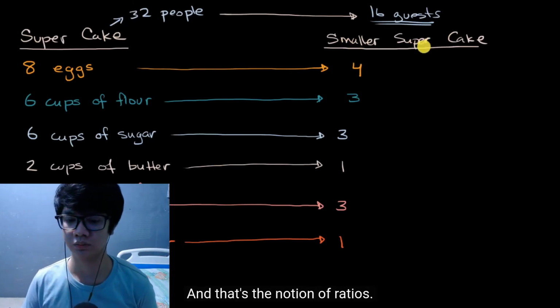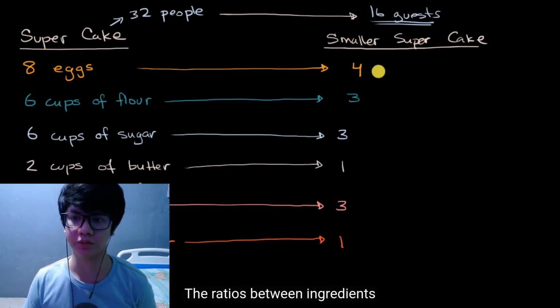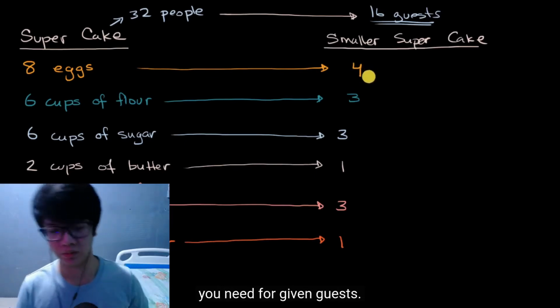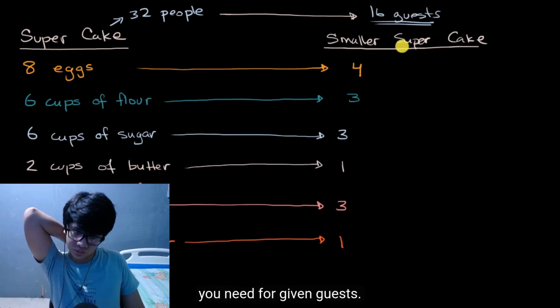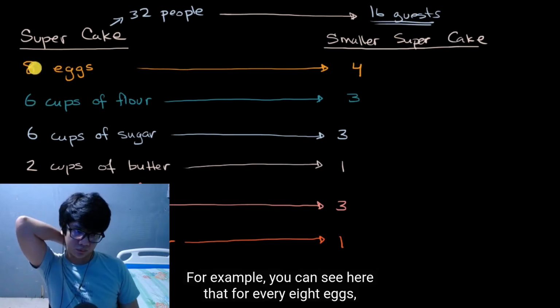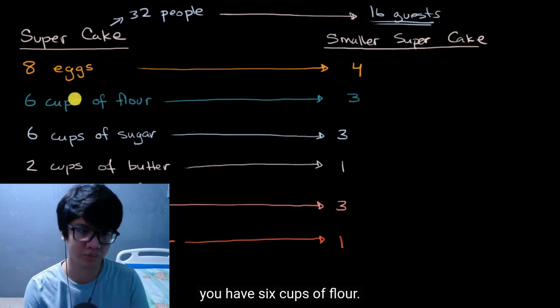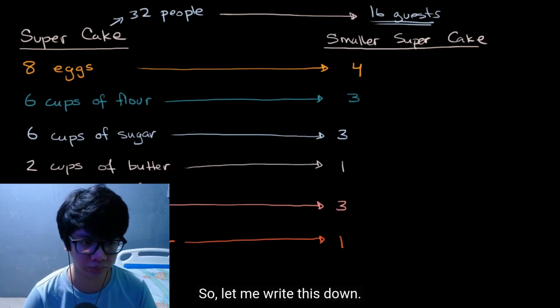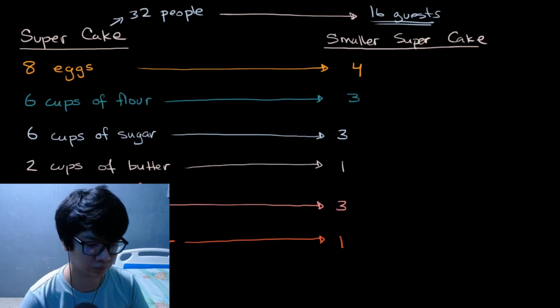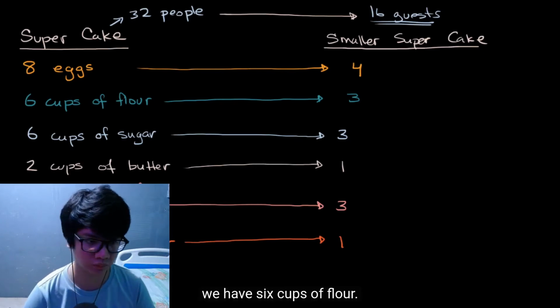And that's the notion of ratios. The ratios between ingredients, or the ratio of how much of an ingredient you need for a given guest. So, for example, you can see here that for every 8 eggs, you have 6 cups of flour. So let me write this down. So for every 8 eggs, we have 6 cups of flour.